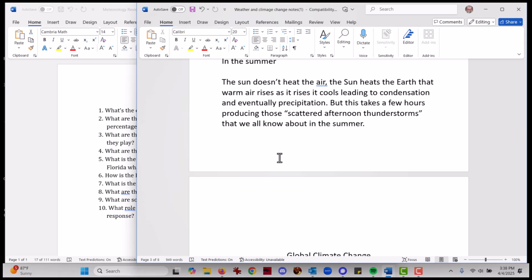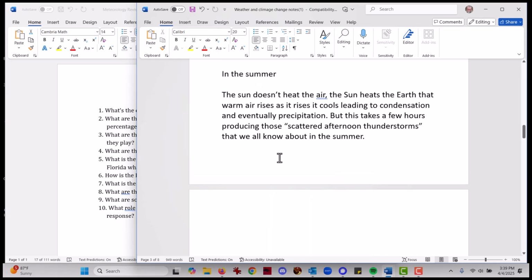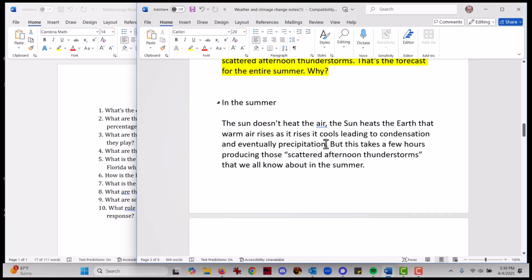Okay, in the summertime, the sun comes up. It takes a little while, but the sun will heat the earth, the earth will heat the air, and that warm air rises. When air rises, it cools. It cools till it can't hold its moisture anymore. That makes a cloud, and then it cools even more, and that makes rain. And so that's where our scattered afternoon thunderstorms come from, what we would call convective heating and convective rising of air. And so there we go.